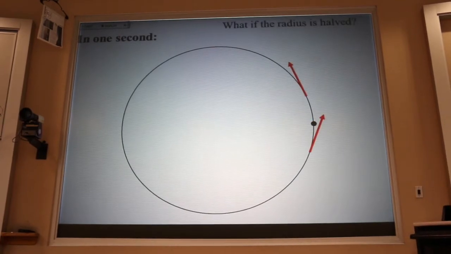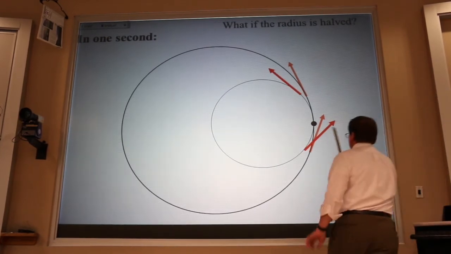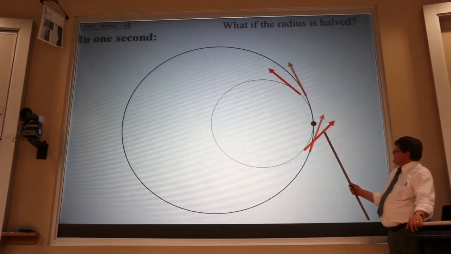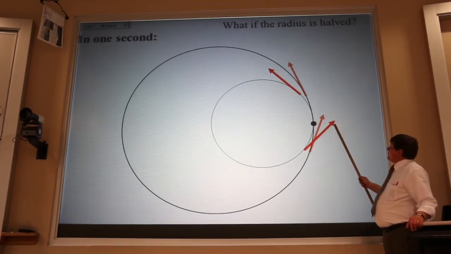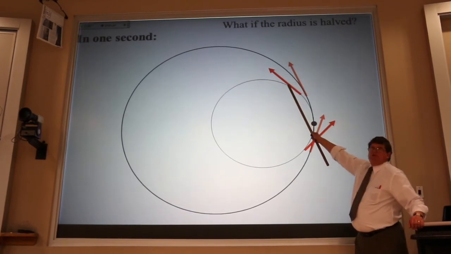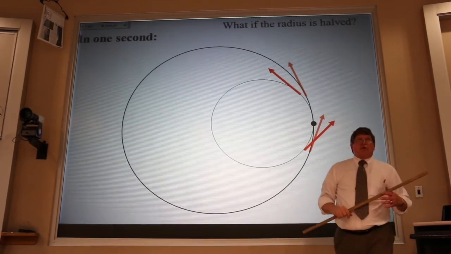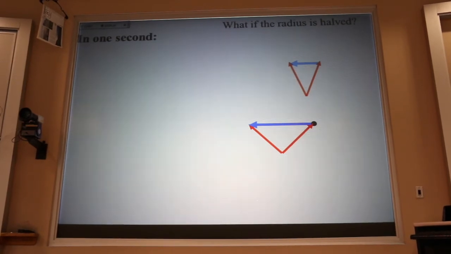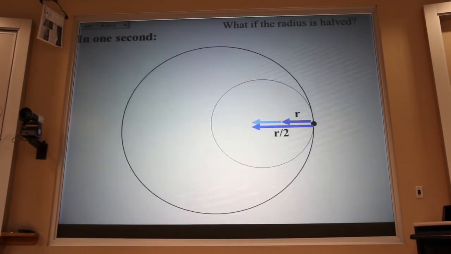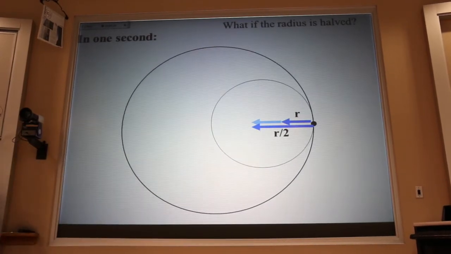Now, if I look at a smaller circle, a circle with half the radius, and I'm still going at the same speed of 30 miles an hour, well, the arrows are the same length, but the change in velocity from this arrow to that arrow is more severe than the change from this arrow to that arrow. It's on a more aggressive curve. And sure enough, if I find the change in velocity, it's bigger. And indeed, it turns out that it's twice as bigger, if that's grammatically correct. So for half the radius, I get twice the acceleration.